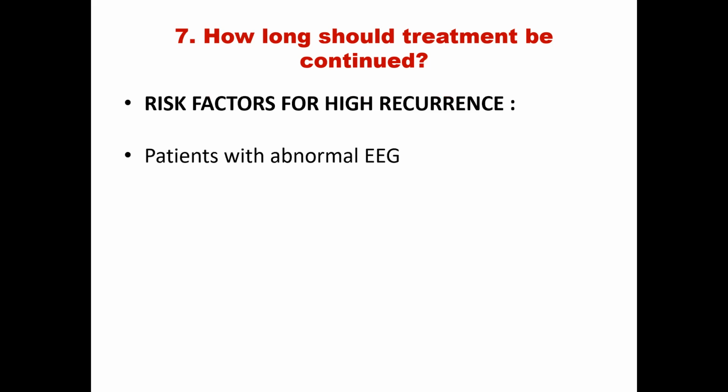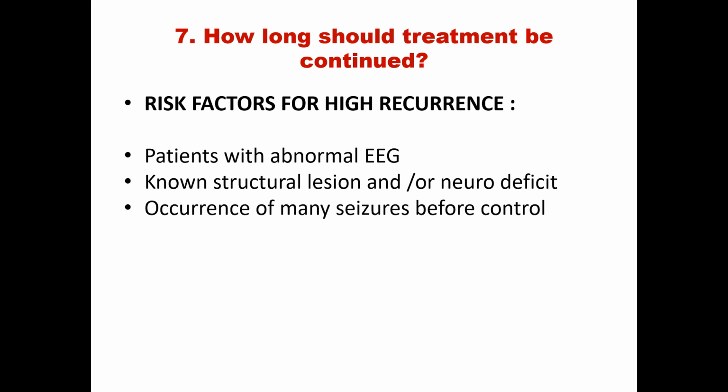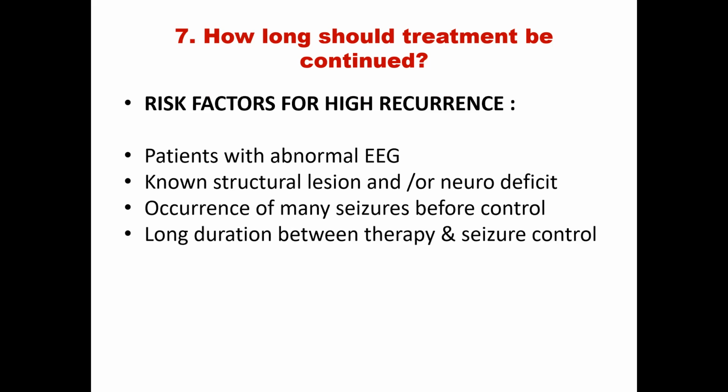Next slide. Patients who are having an abnormal EEG at the presentation and at the completion of anti-epileptic drugs for a period of 2 years, even then you cannot stop the anti-epileptic. If the patient is having persistent neurodeficit and structural lesion even after 2 years, in that setting also you cannot stop. And with multiple episodes of seizures, multiple varieties of seizures, or status epilepticus, and long duration of therapy before seizure control, you cannot stop the anti-epileptic. If you stop, there will be high chances of recurrence of seizures.